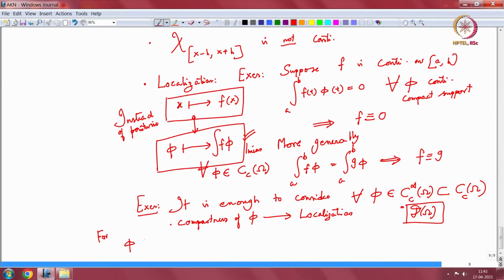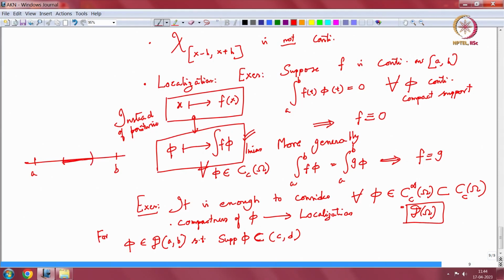If phi is in D of (a,b) such that support of phi is contained in (c,d), a smaller interval, and suppose that means you have (a,b) here and you have (c,d) here. So we are considering this support here.